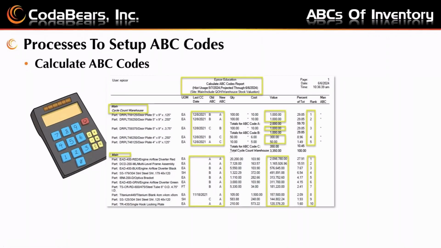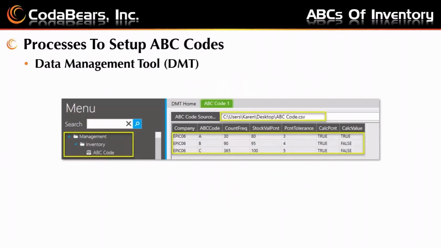Comparing the old ABC to the new ABC, you can see if you agree with the changes before running the process again with the option checked to update the ABC codes. The data management tool, or DMT, can also be used to add or update your ABC codes. The picture here shows the main ABC code entry screen for the company, under the inventory setup in Epicor menu items. The DMT also has additional areas that can be updated, like all the areas in the ABC hierarchy.